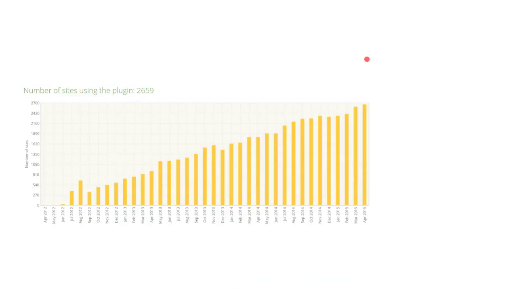I found this chart when I was looking through the stats. This is the number of sites using the plugin. So you can see, according to Moodle, there's 2,659 sites using the BigBlueButton plugin. That's awesome. It shows that it's being used and a lot of users are benefiting from it.